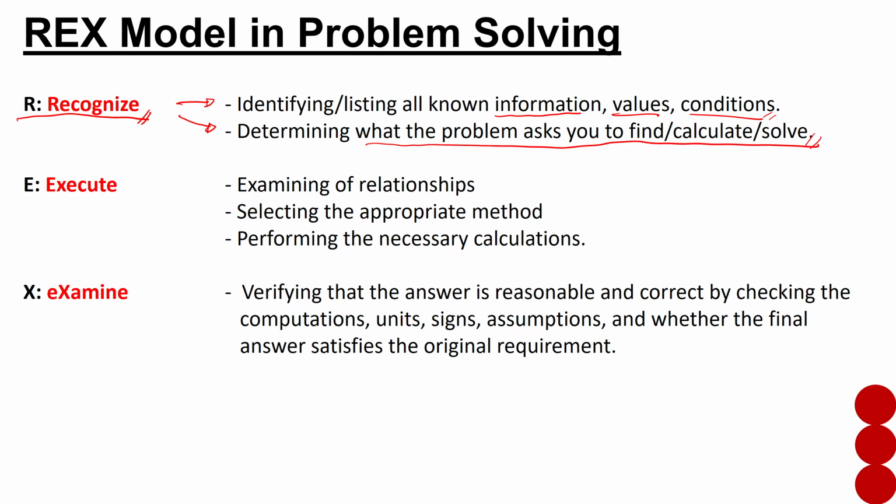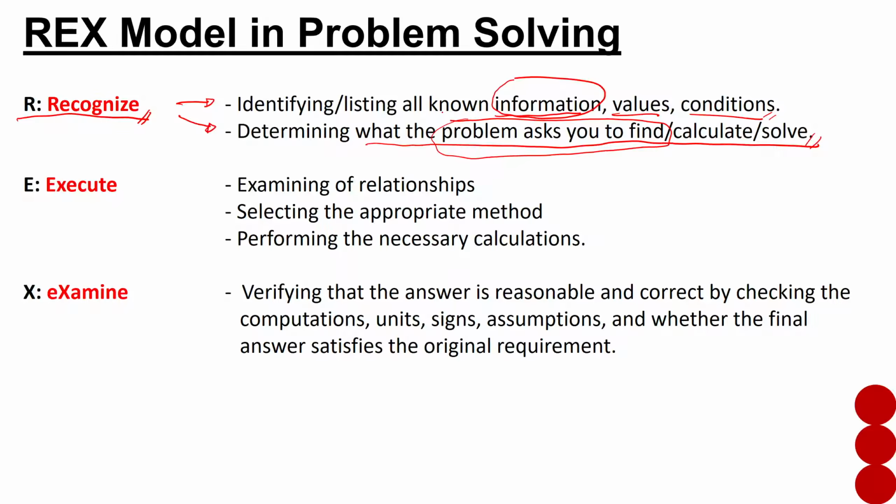This part is sometimes explicitly stated, right? Like determine the present worth of the project, or decide whether to accept or reject the project, or evaluate the two alternatives and choose which of the two is the best, and others. So under recognize, we identify and list all known information, and we recognize what the problem asked us to find.